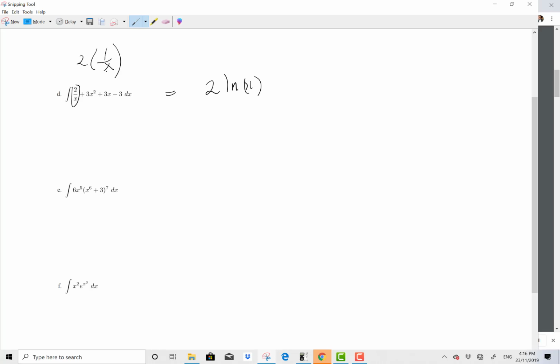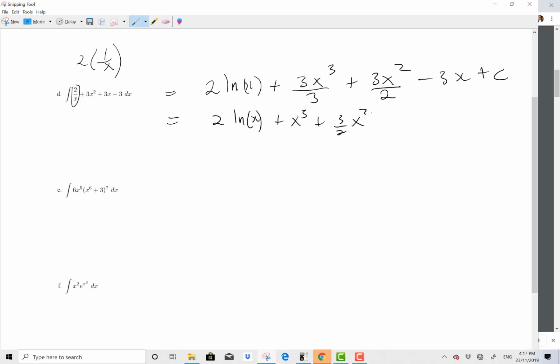Take the integral of 1 over x, that's going to be ln x. Plus 3x squared, add 1 to the exponent, that's going to be x cubed, 3 divided by 3, plus 3x squared divided by 2 minus 3x plus c. So to simplify, this is going to be 2 ln x plus x cubed plus 3 over 2 x squared minus 3x plus c. And that right there represents my integral for part D. All right, so let's now look at part E.